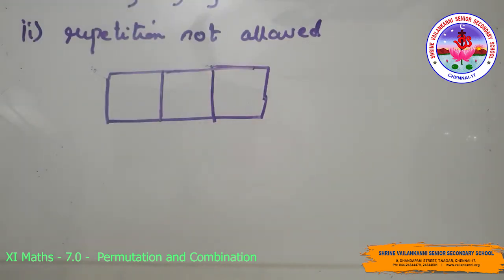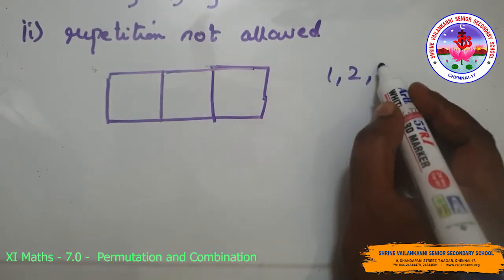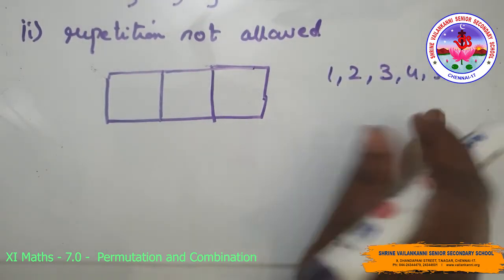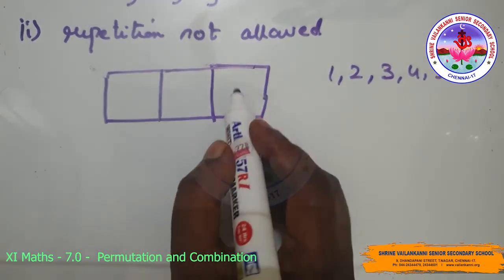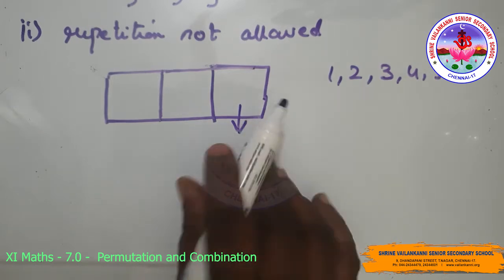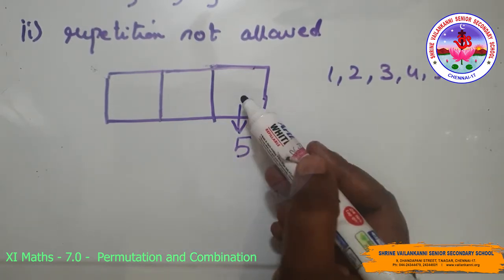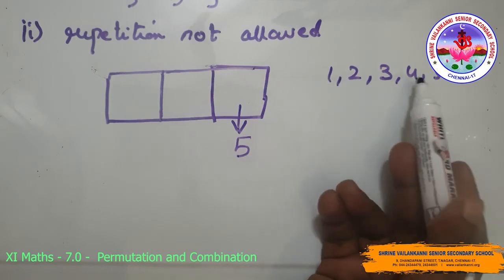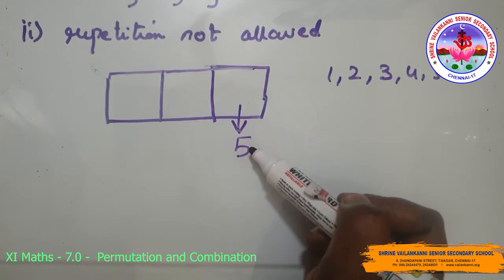Second subdivision, repetition is not allowed. We have to use these 5 digits and form 3-digit numbers. The units place can be filled in 5 different ways. So it can be filled by any of the 5 digits in 5 different ways.